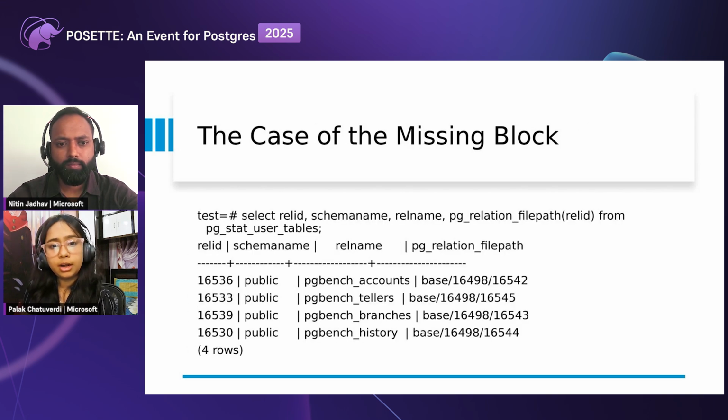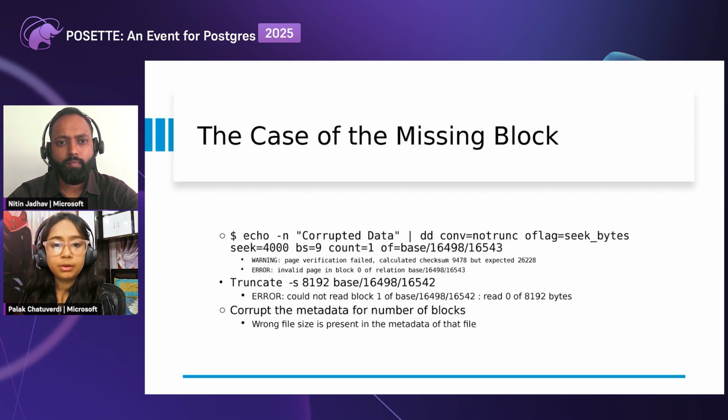Now we'll take a look at a deeper level of corruption, which is very difficult to recover from. We can see all the tables using pg_stat_user_tables, and we can similarly get the relation file path using the pg_relation_filepath function. In my database we have these four relations, and I would like to start corrupting one of these. Here I have used three methods.